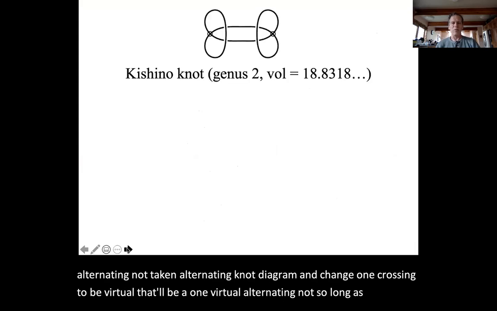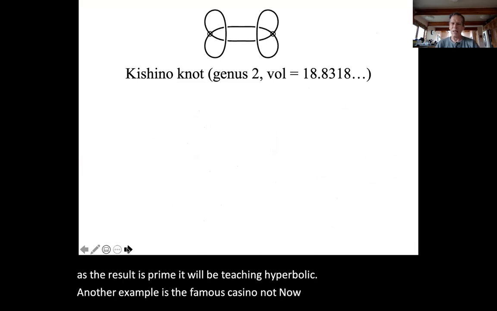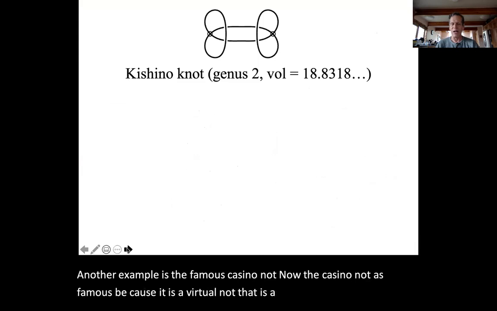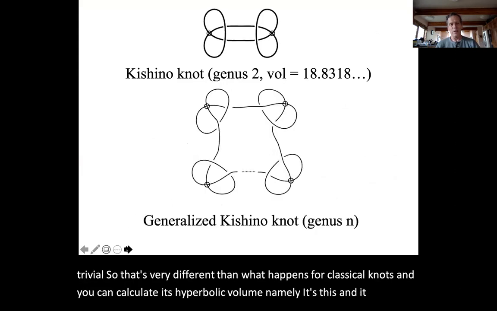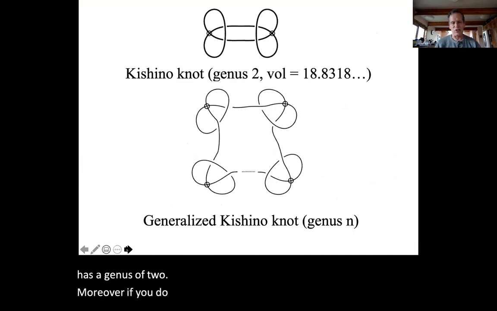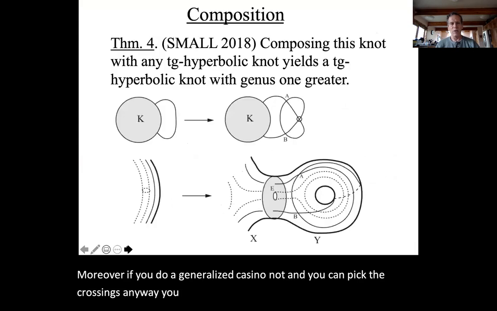Another example is the famous Kishino knot. Now, the Kishino knot is famous because it is a virtual knot that is a composition of 2 trivial knots. If I cut this open along here, I could undo both halves. They're both trivial. So that's very different than what happens for classical knots. And you can calculate its hyperbolic volume, namely it's this, and it has a genus of 2. Moreover, if you do a generalized Kishino knot, and you can pick the crossings any way you want in any of those places, you can actually then prove that it will always be hyperbolic.